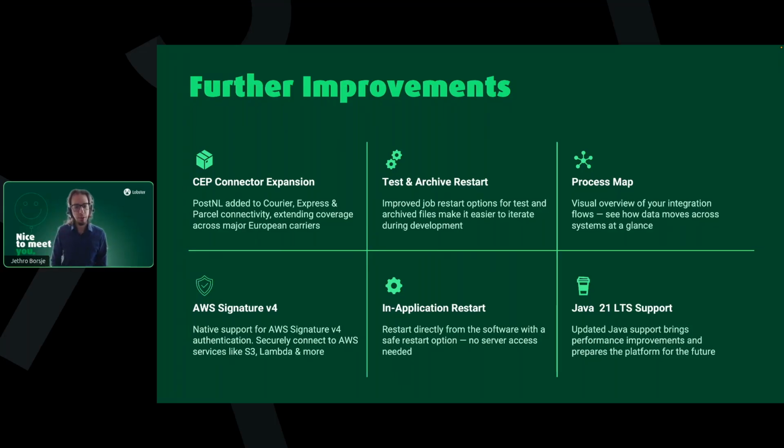Secondly, we've improved and made it easier for you to restart jobs, to make it easier to test certain changes you may have made to a mapping using archived files. This was feedback we got through product boards or through our roadmap from a fair amount of you. So less clicks to achieve the same task. I think it's an important quality of life improvement.